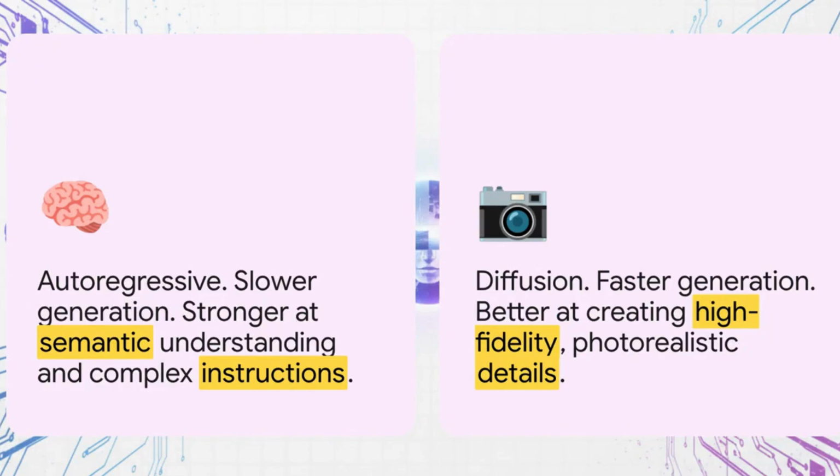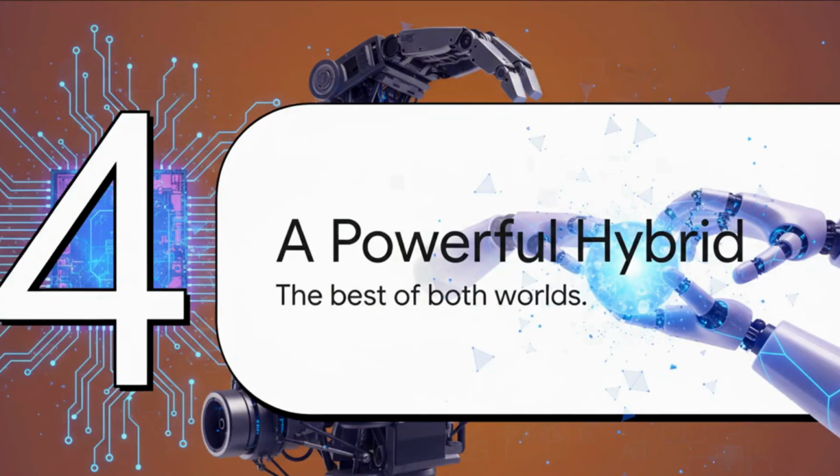So what we have here are two totally different ways of thinking. The artist is a bit slower, but because it's built like a language model, it has this deep semantic understanding of things. The sculptor is way faster and is just brilliant at creating those gorgeous photorealistic details. And this, of course, leads to a really big question. What if you didn't have to choose? What if you could combine them? Well, that's exactly what some researchers have done.